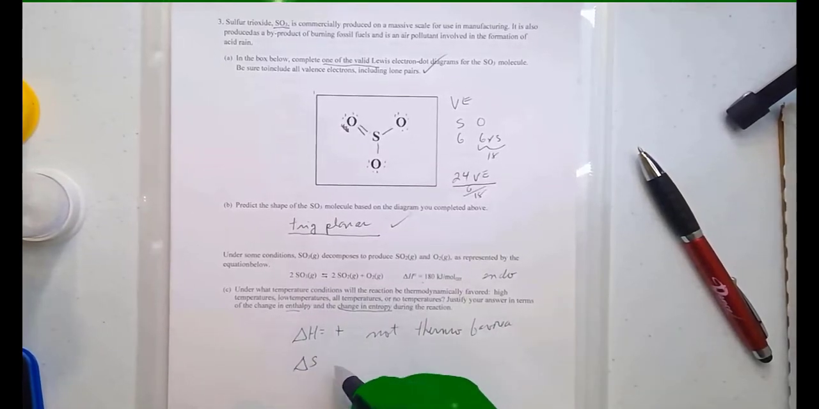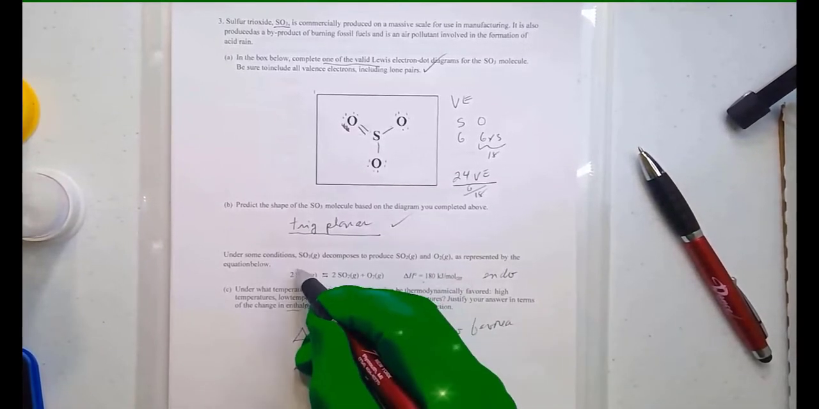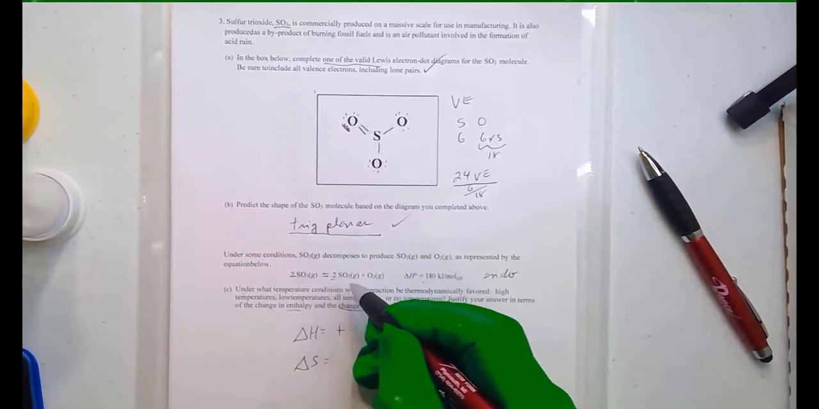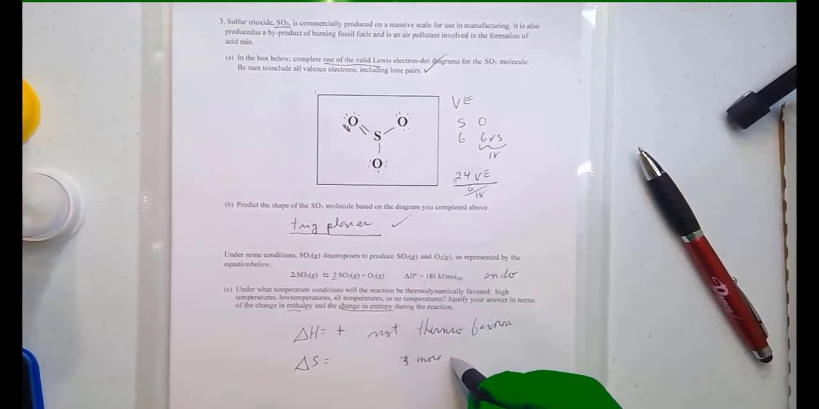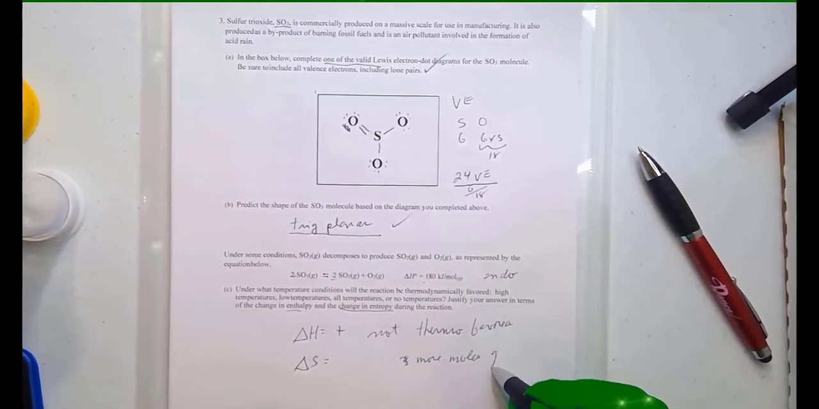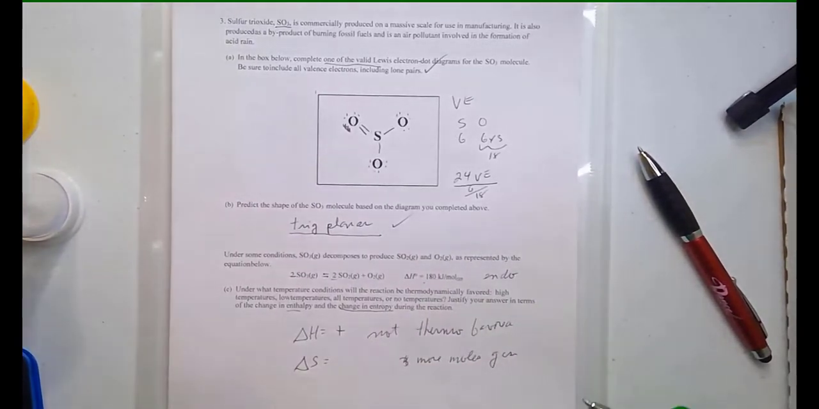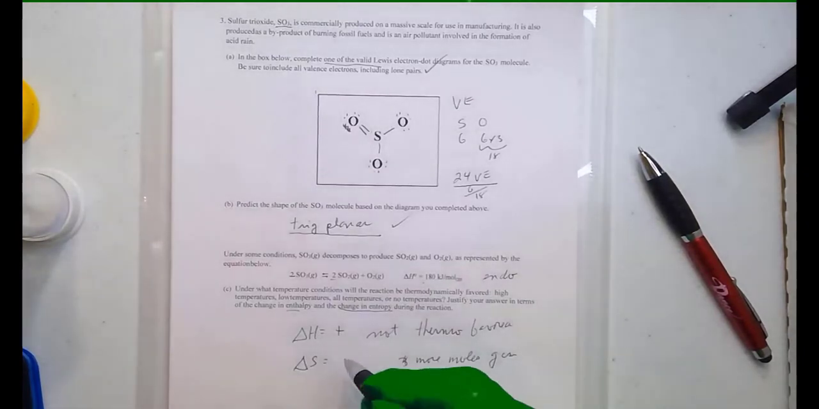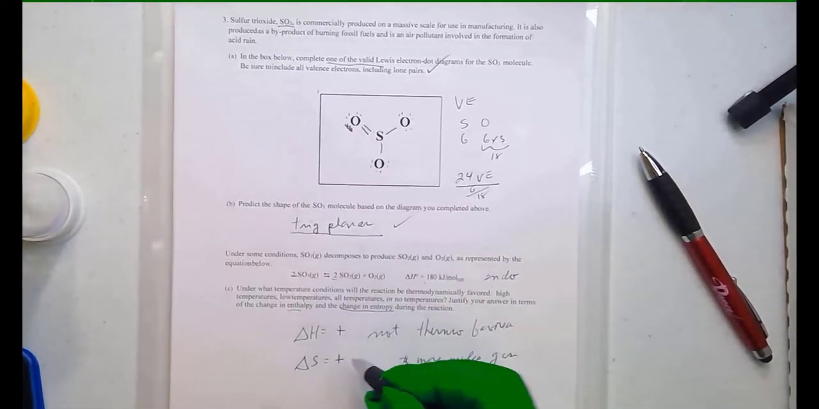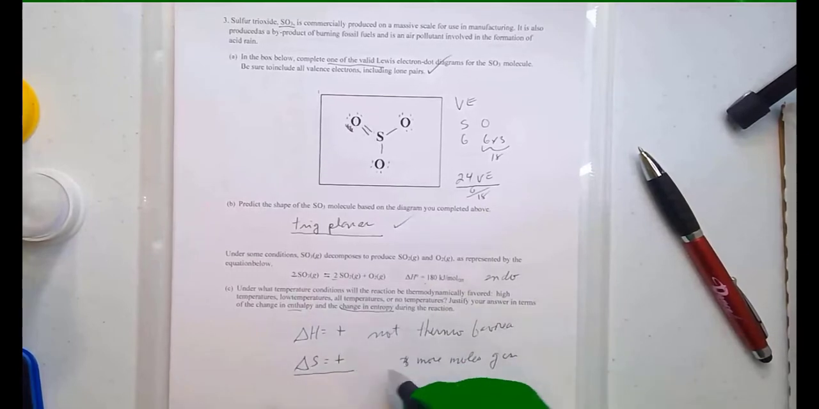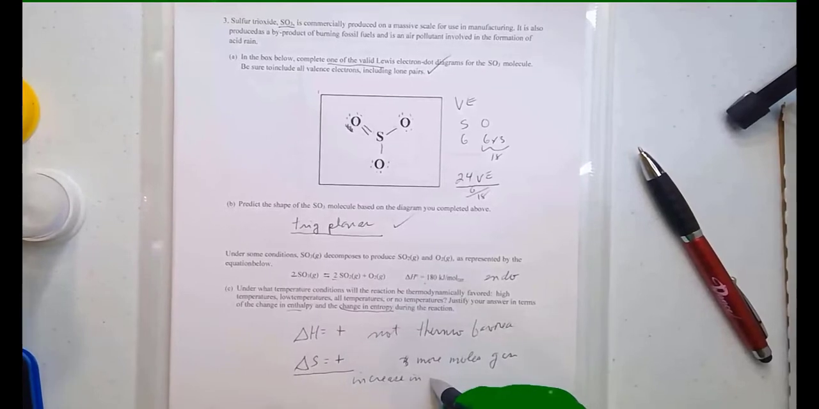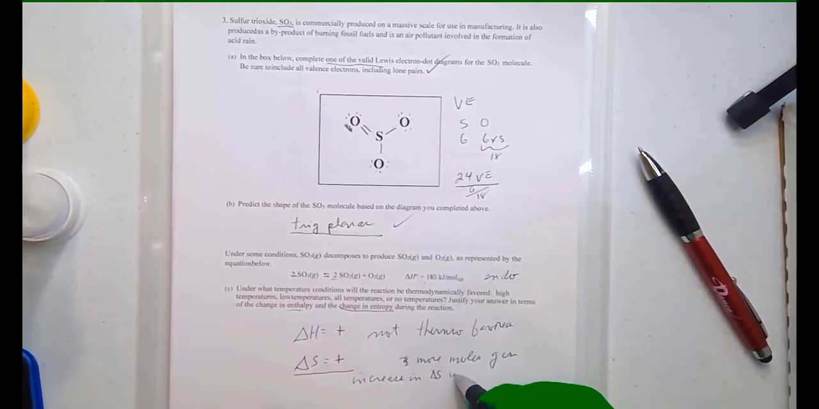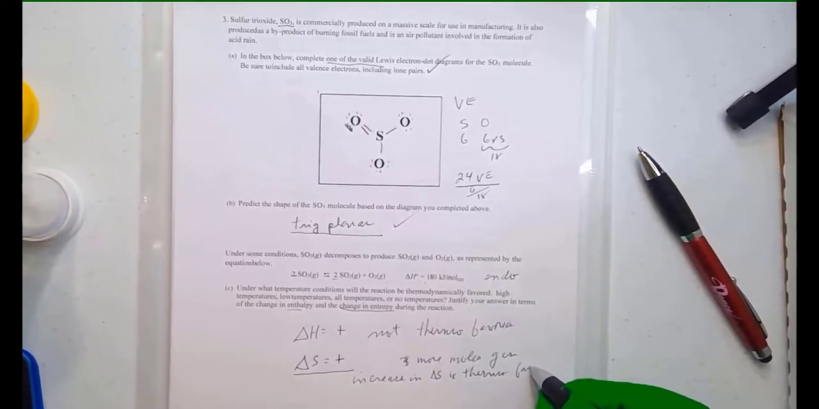Delta S, that's our change in entropy. Let's see, 2 moles of gas, 3 moles of gas. More moles of gas, we've got a greater distribution of matter. That's an increase in delta S. Increase in delta S is thermofavored.